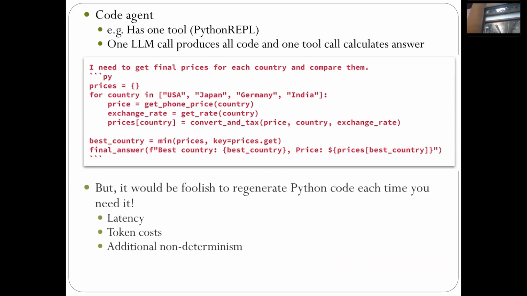Now, this is okay for small functions, but this is non-determinism 101. Can I get this program to be written the right way all the time? And then what are the costs of doing this for things that don't necessarily need it? I teach this, but we don't do much code agent in my class. Okay, so that's agents.